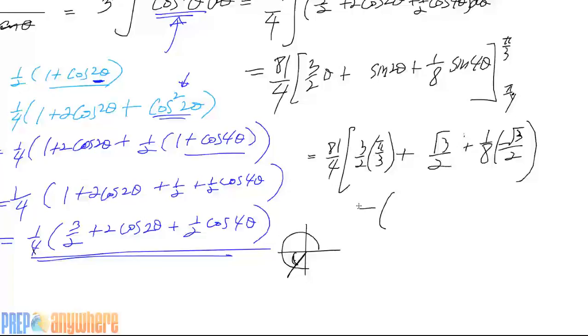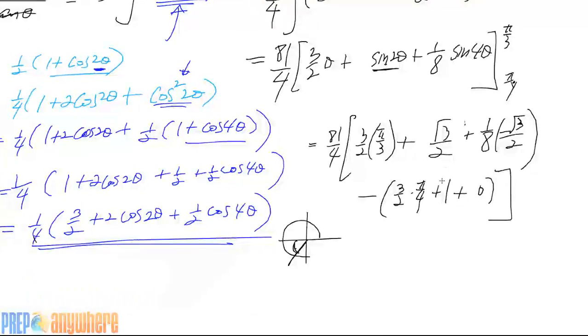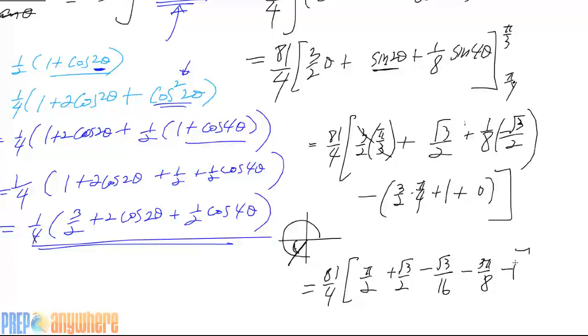Now we're going to plug in pi over 4. So it's 3 over 2 times pi over 4. This is going to be 3 pi over 8. Then pi over 4 times 4 is sine pi, which will give you 0. So that's much simpler. Alright, so let's simplify that. So 81 over 4 times 3 pi over 8, minus root 3 over 16, minus 1.